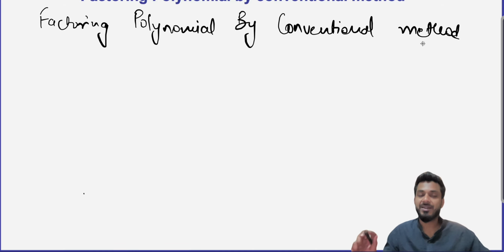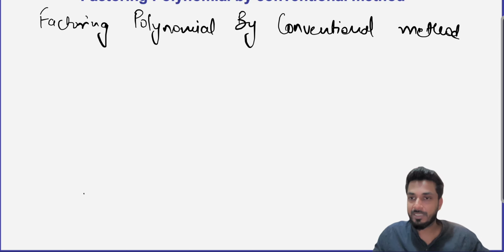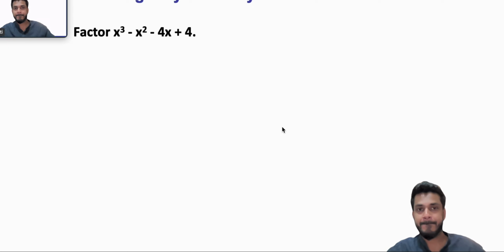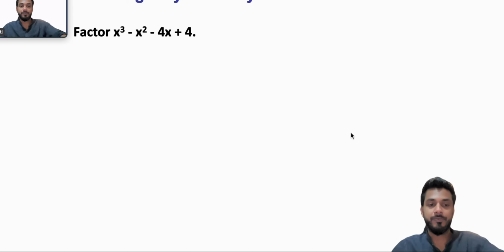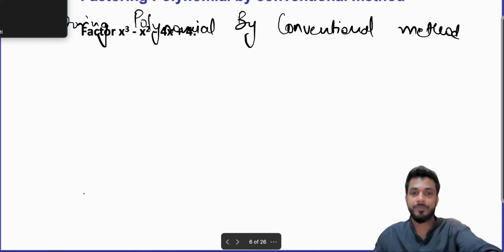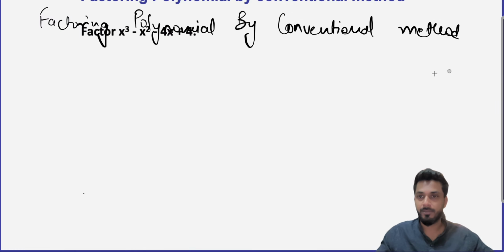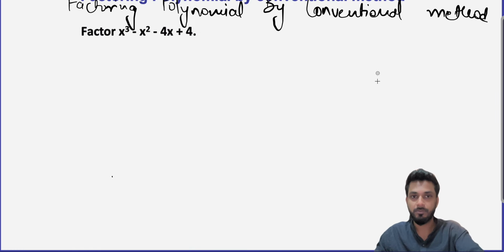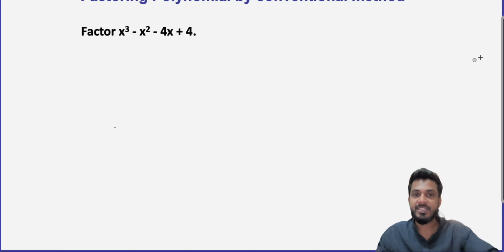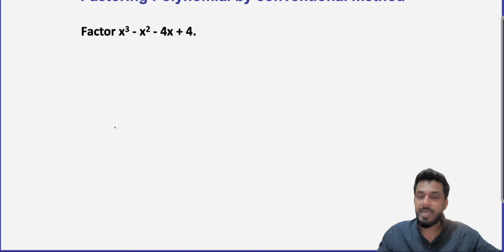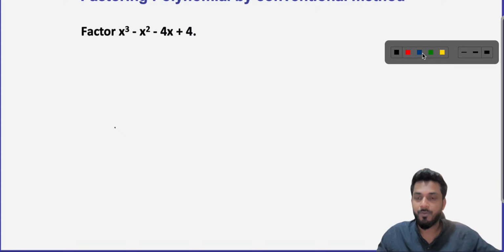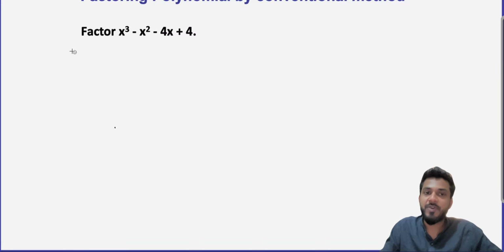So how do we factorize a polynomial by simple method? Let's have a look at some example. So yeah, we can see one question here. Factor x cube minus x square minus 4x plus 4, right? So we have to factorize this.